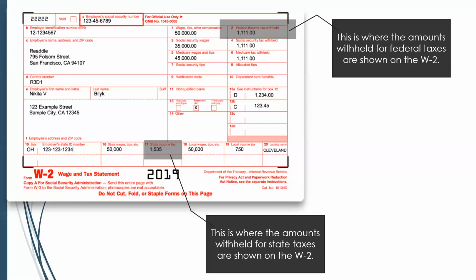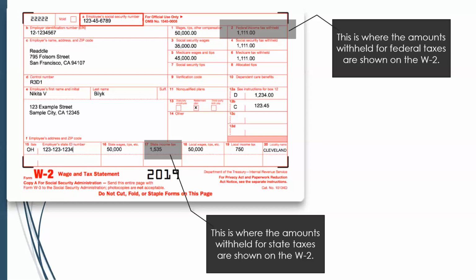Box 15 at the bottom is the state. The taxes withheld at the state level, the employer state ID number, which is different than the employer's federal tax ID number. You've got state wages and tips, which is usually going to be the same as box 1. State income tax withheld.